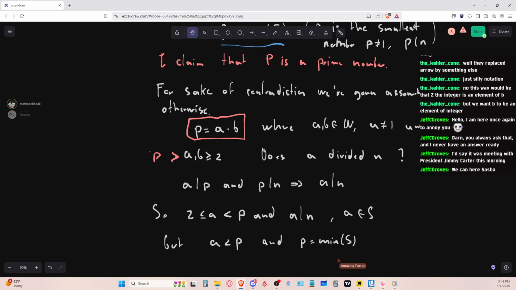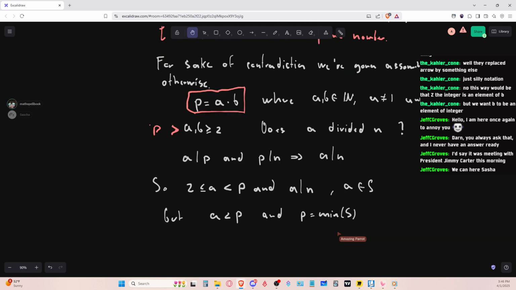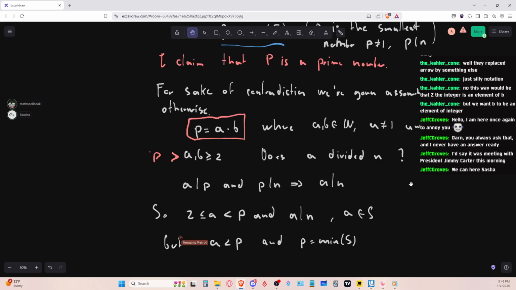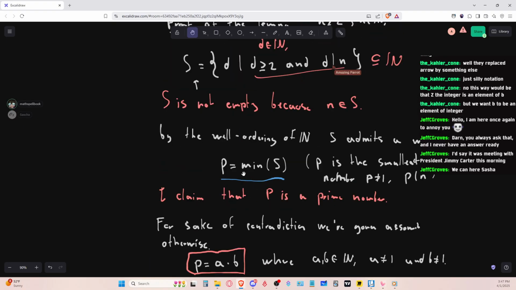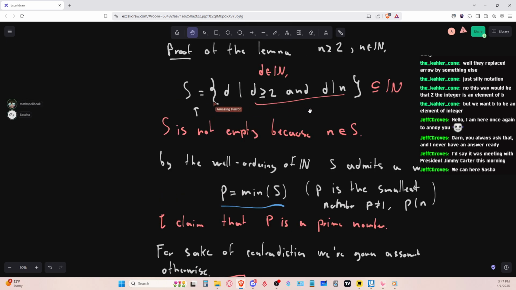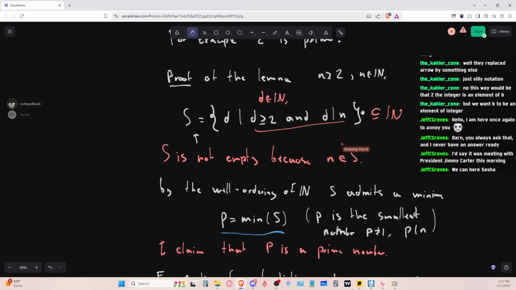Because I understand where the contradiction lies. It's just that now I feel like I'm missing a piece. So how do we know that A is an element of S? I think that's the one place. I mean, we don't need this part, we just need the... So now I'm trying to look for the place where we said it's a... So P is a minimum of S.